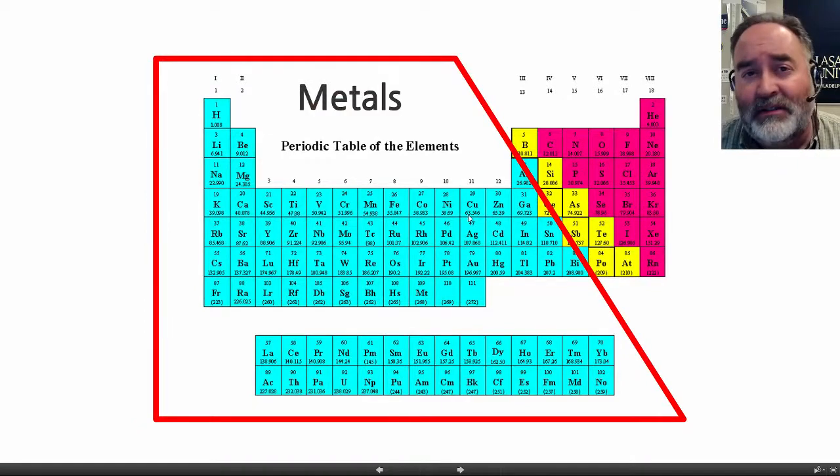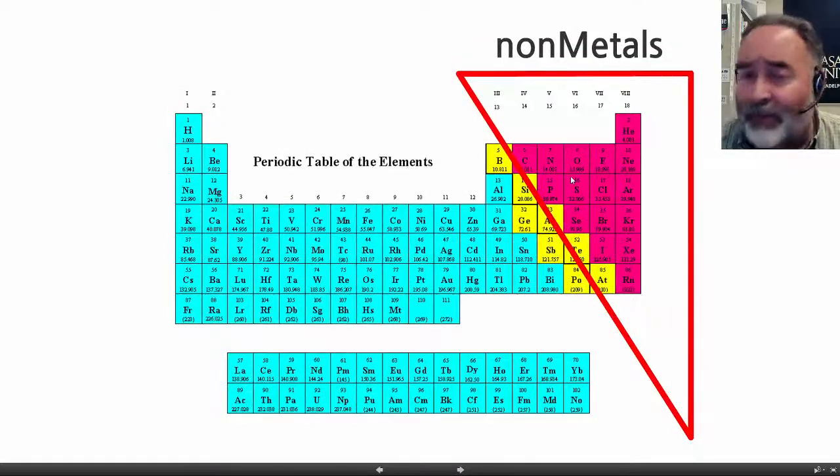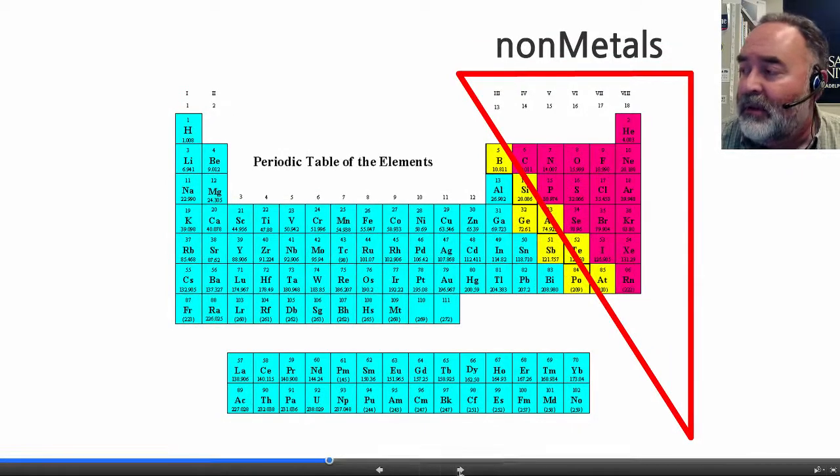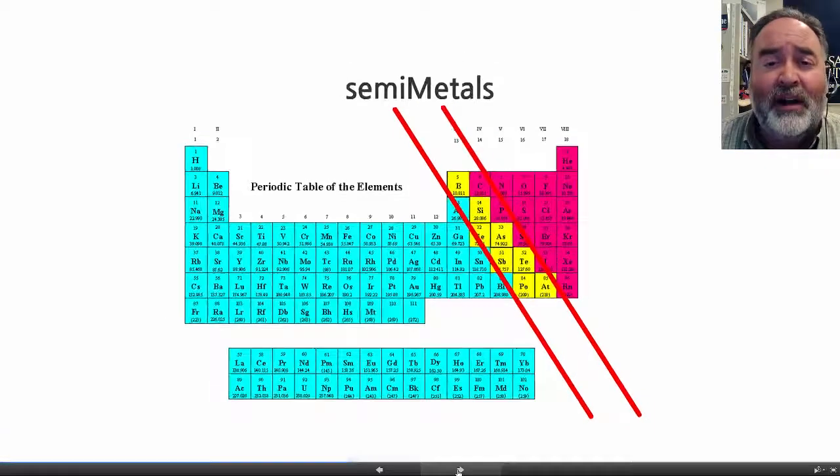Metals, donate, that's type one. Nonmetals, accept, that's type two. Semi-metals go both ways. Sometimes accept, sometimes donate. That gives us a third pretend category, if you will. So out of two comes three.